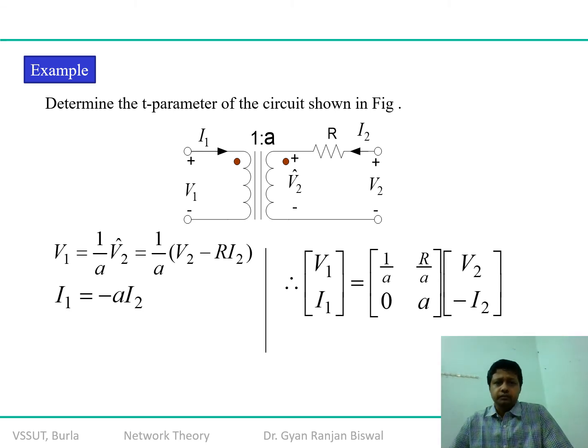Okay. So here obviously you can get two equations. V1 is equal to 1 by a times V2, because V2 is the step-up side.